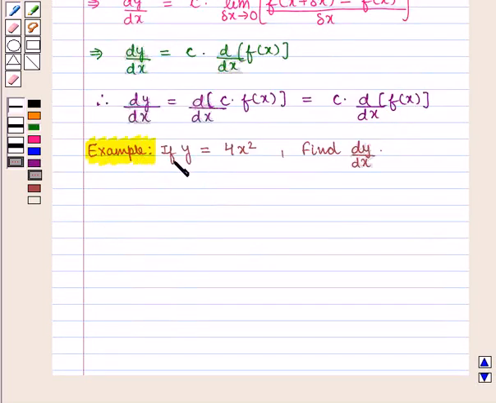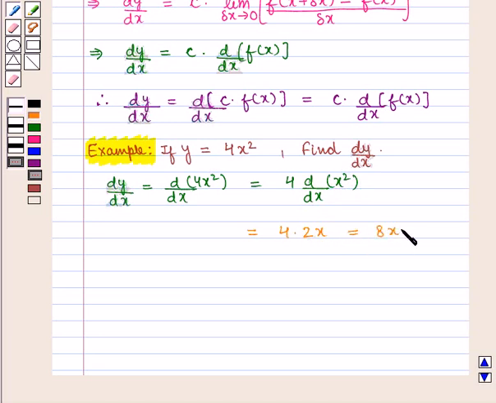For example, if y is equal to 4 into x square, then find the value of dy by dx. Dy by dx can be written as d by dx of 4x square, that is equal to 4 into d by dx of x square, and therefore we have 4 into, now differentiating x square with respect to x, we get 2 into x, which is equal to 4 into 2 into x, that is 8 into x. Therefore, the value of dy by dx is equal to 8x.